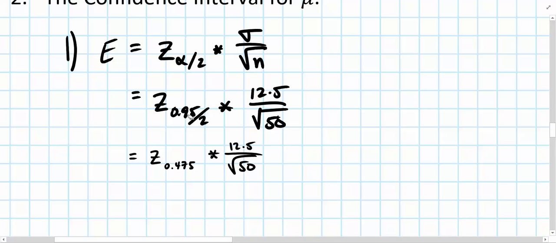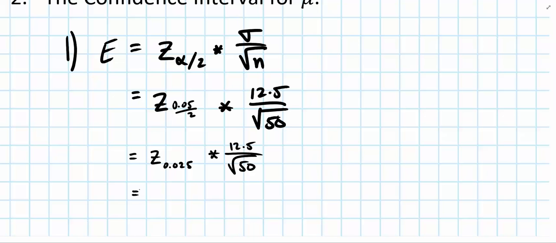Whoops, and that's not right. I made a major mistake right there. Alpha is not the 0.95, it's not our confidence level, it's the complement to our confidence level. So this should have been 0.05 divided by 2, and that's 0.025. This is the area to the right or to the left of the tail that we're interested in, not in between the tails, but to the outside of the tails.